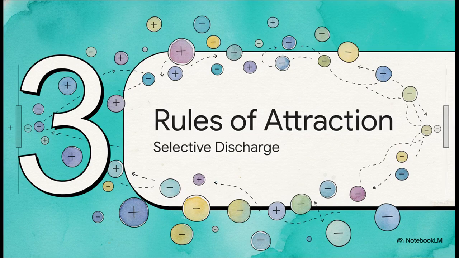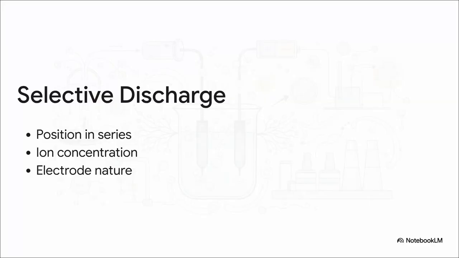Section 3. The rules of attraction. Selective discharge. So what happens when you have multiple different ions crowded into our electrolyte, all competing on this dance floor? Well, we call this selective or preferential discharge. When a bunch of ions are present, they don't all just discharge at once, right? They kind of have to wait their turn based on three main factors.